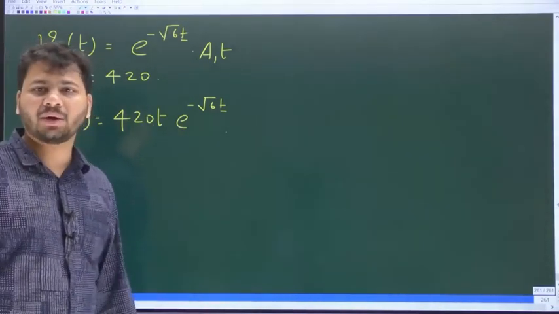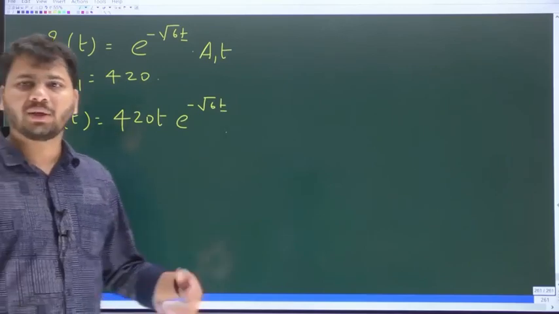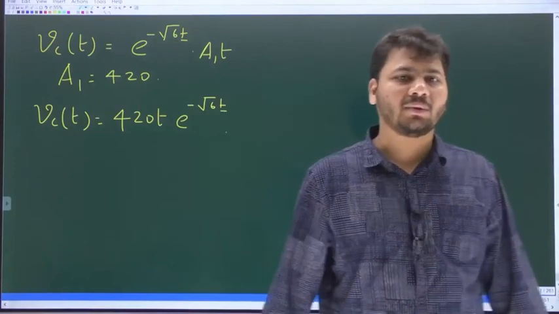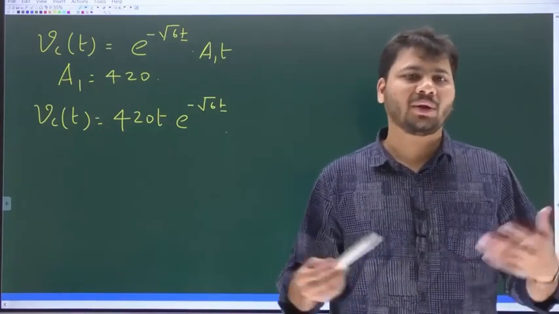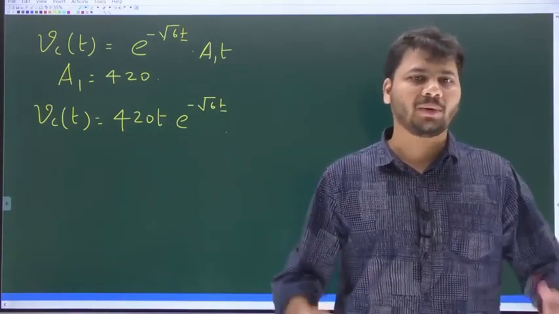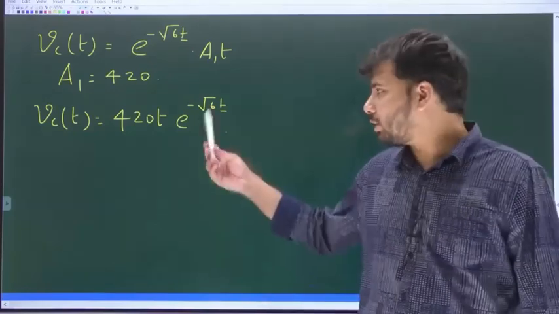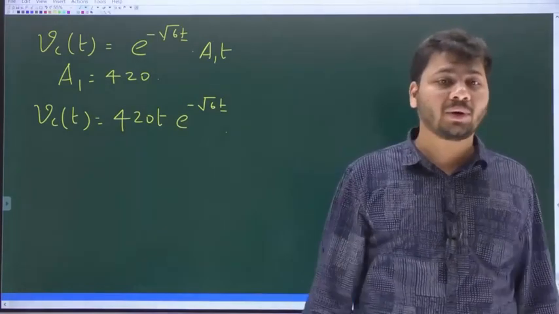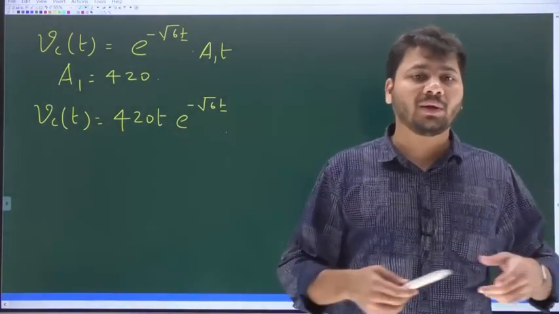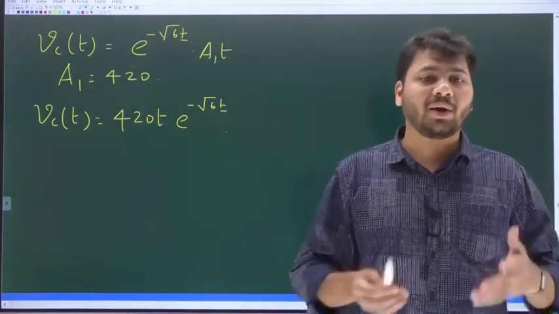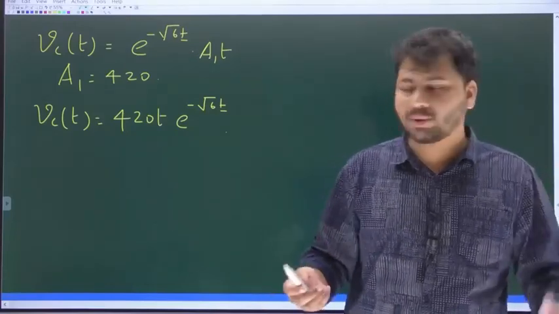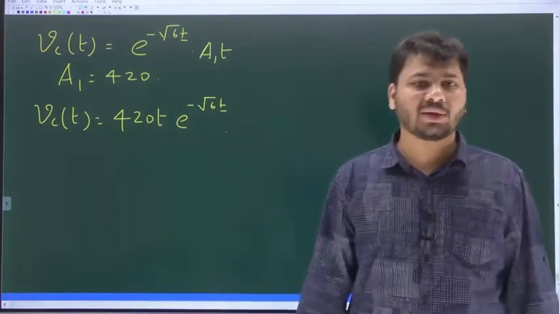I mean, e power minus root 6t is the same as 1 by e power root 6t. And then you know how to write the series for the exponential. What is e power x? 1 plus x plus x square by 2 factorial plus x cube by 3 factorial and so on. In that way, if you try to expand this exponential, and then substitute t equal to infinity, you will find that the denominator is like infinity plus infinity square plus infinity cube plus infinity power 4 and so on, whereas the numerator will be just infinity.